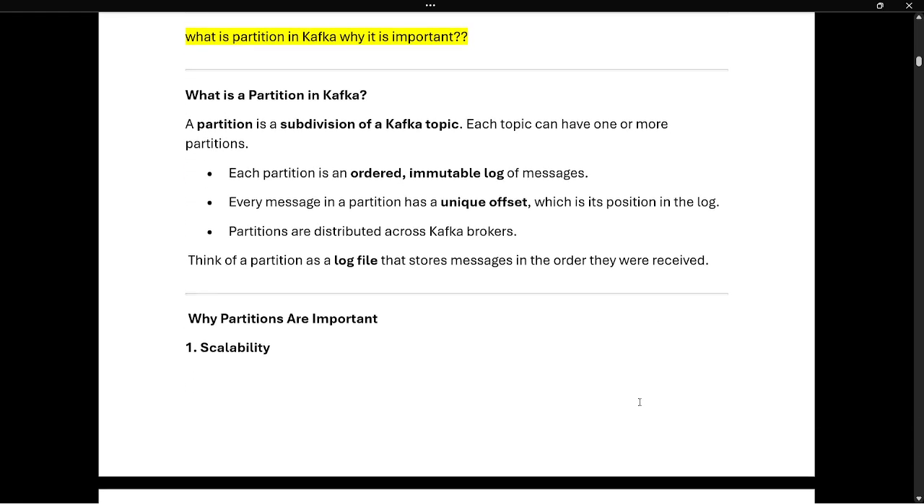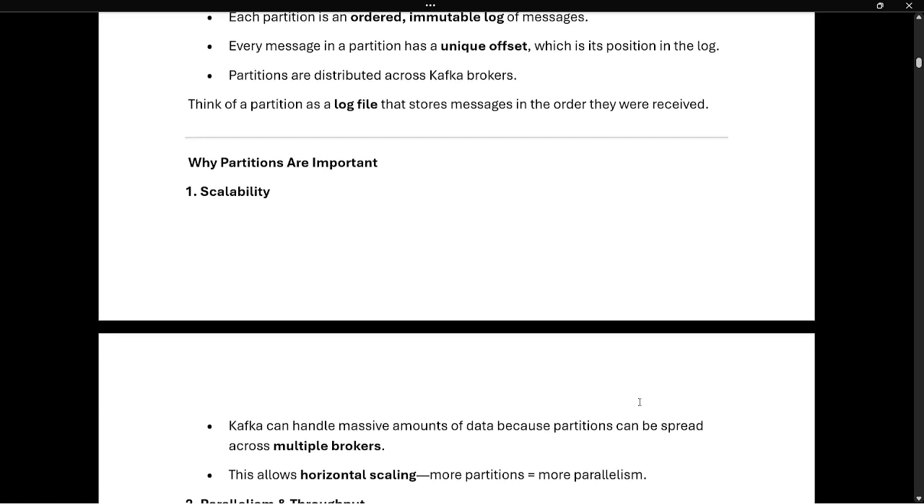So why are partitions important under a Kafka topic? First is scalability. Kafka can handle a massive amount of data because partitions can be spread across multiple brokers. If there are multiple consumers, more partitions means more parallelism, like more consumers to consume the data and more producers to produce the data. So you can scale.